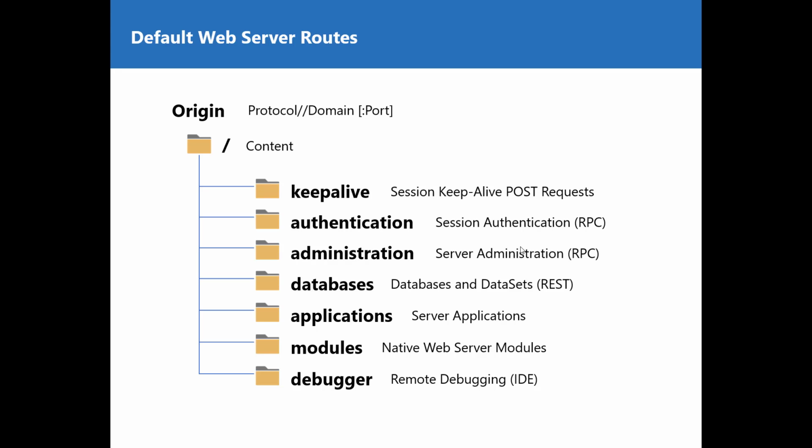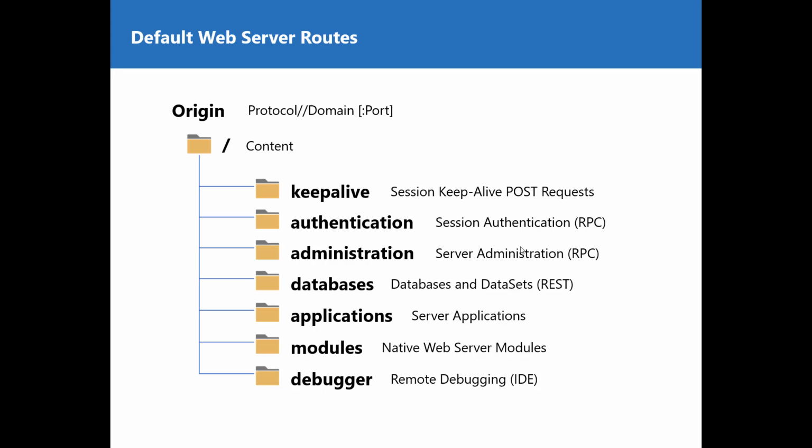The authentication path is for performing session authentication requests. These are RPC requests. I'm not going to get into the finer details of these API routes. That will come in a subsequent video, but just rest assured that under each one of these, authentication doesn't have a lot, but for example, under administration, there is a lot of different API calls that can be made under there. Same with databases. So it's not just these routes that are used.